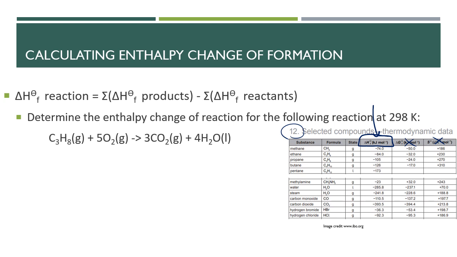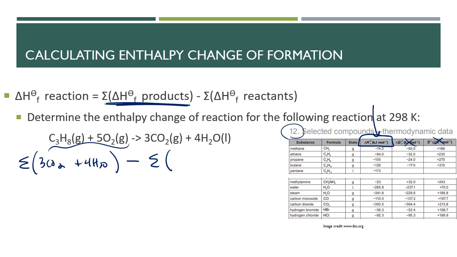So I'm going to find my products first. I want to find the sum of 3 CO2s and 4 H2Os. I'm going to subtract the sum of all of my reactants, my propane, and then those 5 oxygens. Good. So I'm going to take 3 times CO2. CO2 is here, carbon dioxide, negative 393.5. I've got 3 of them, so I'm going to do 3 times negative 393.5. I'm going to add to that 4 waters.